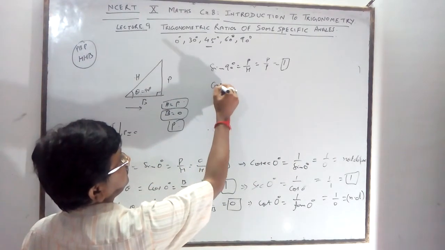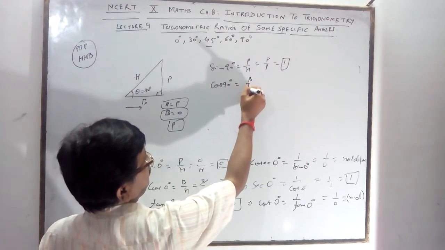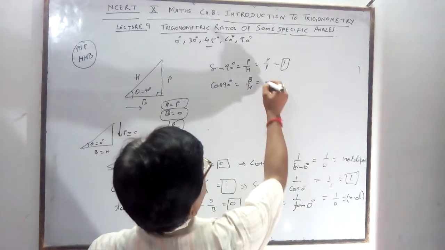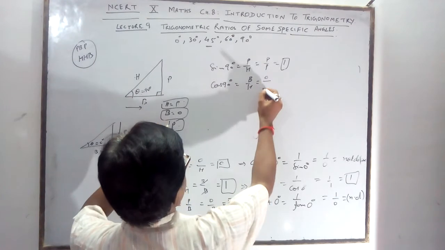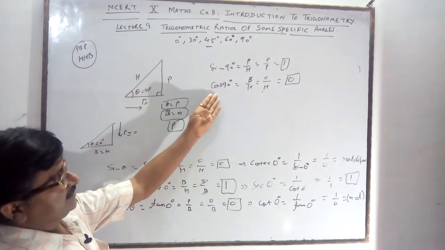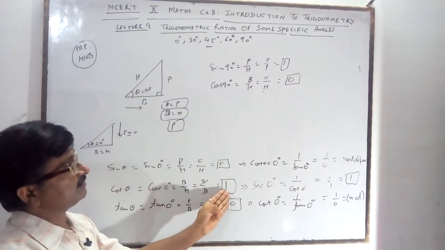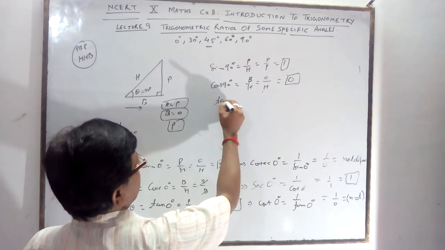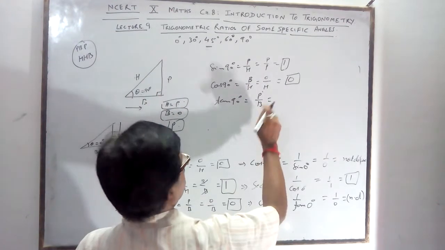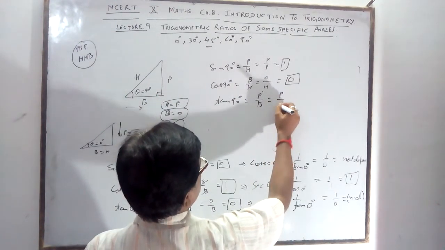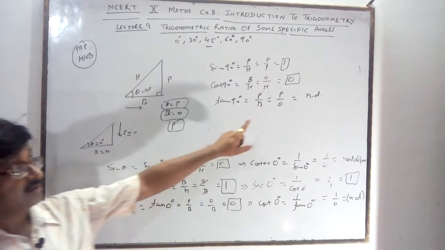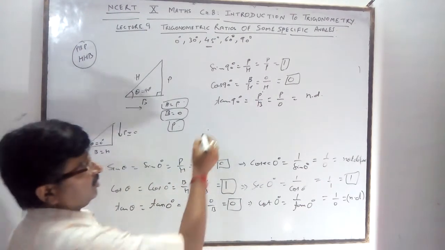Cos 90 is B upon H. What is the B? Base is given as 0 and hypotenuse as it is, so it will become 0. Cos 90 is 0, but cos 0 you are getting as 1. So tan 90 degrees is perpendicular upon base. You put the values: perpendicular as perpendicular, base is 0. So what will you get? It is not defined, because the denominator is 0.